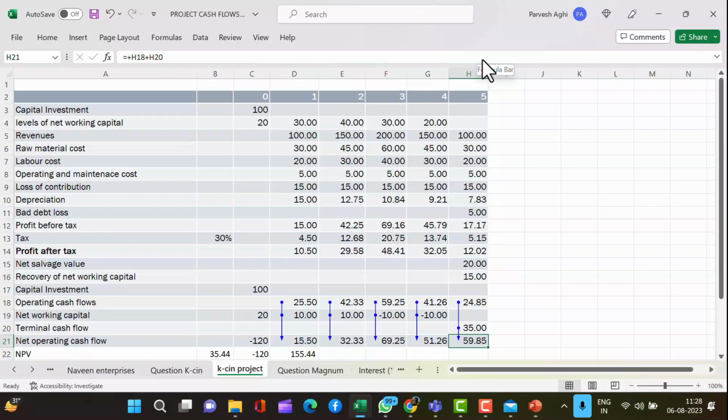Because if you see in the 4th year, the working capital was 20. So we have taken it upfront, so in the last year there will be no working capital here. Okay, fine. Is that okay?